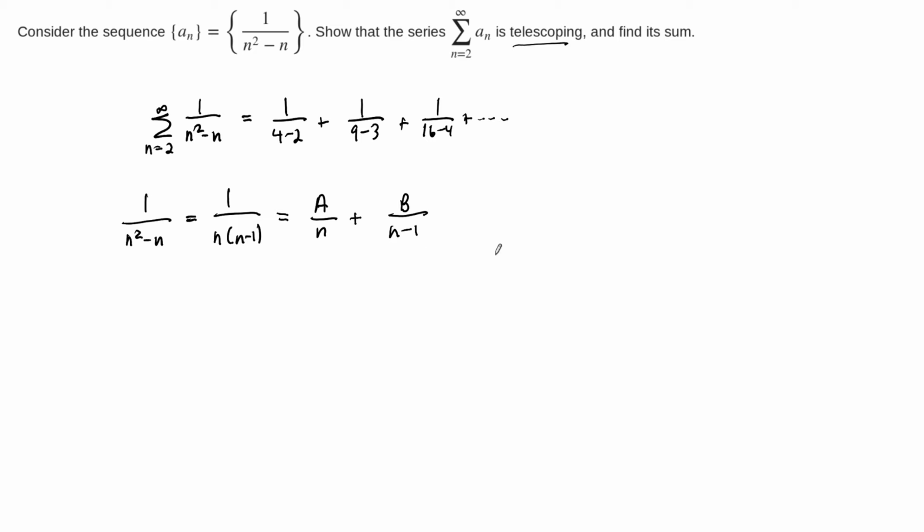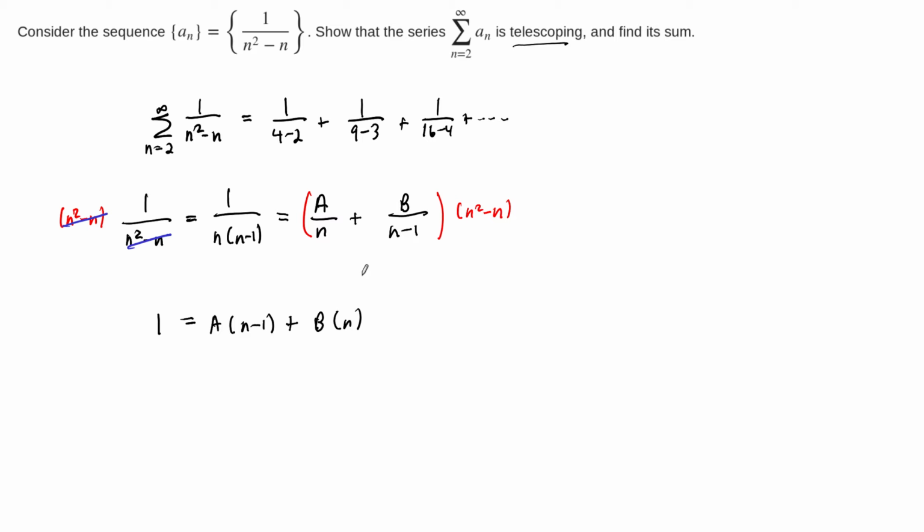or you can do this by the partial fraction decomposition method, which is to multiply both sides by the common denominator, n squared minus n, times all of this. And what happens? Well, on the left-hand side, the denominators just cancel, and so we're left with 1. On the right-hand side, some of the denominator cancels, but the other part does not cancel, right? And so we end up here with a times n minus 1 plus b times n.